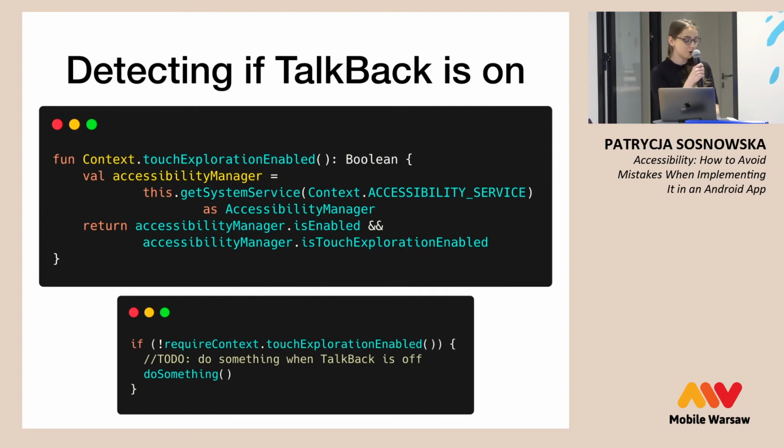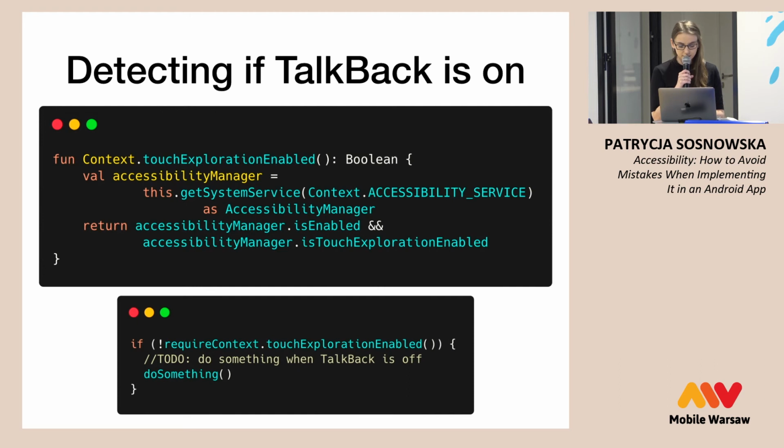Okay, let's start with code examples. At the very beginning, I recommend writing a helper method to detect if TalkBack is on or off. Here we can check the Accessibility Manager class. If the method isEnabled and isTouchExplorationEnabled, return true. If so, it means that TalkBack is on.